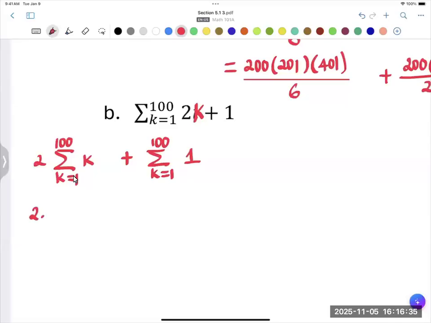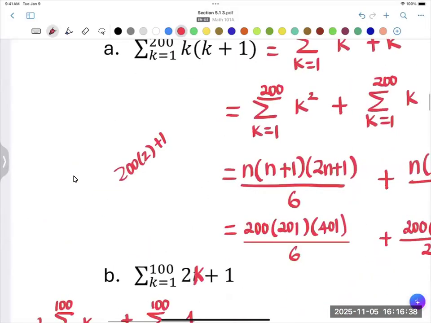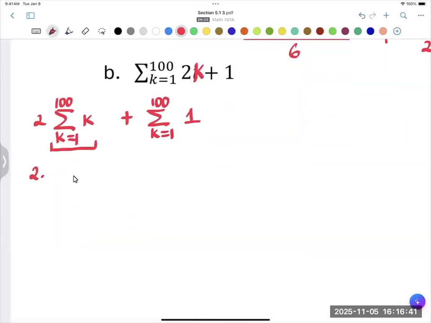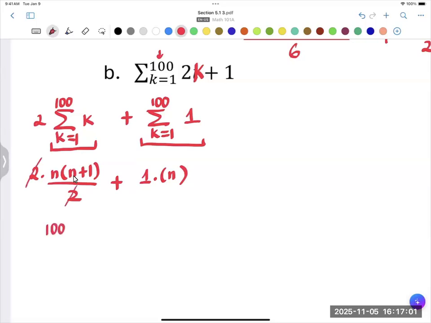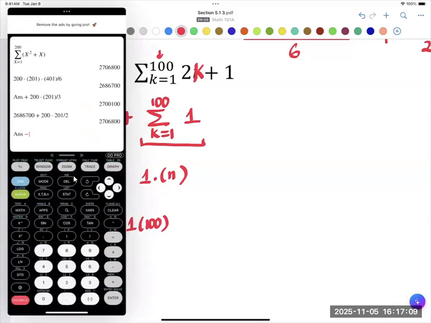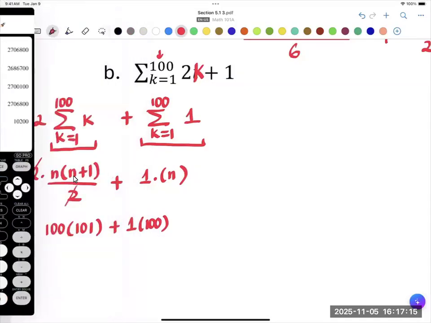And then 2 times what? The summation of k is n times (n plus 1) over 2. And then the summation of 1, the summation of a constant, is the constant times n, so 1 times n. Now our n is 100. So we're going to have 2 divided by 2 is gone, so 100 times 101 plus 1 times 100, which is 100 times 101 plus 100, which will be 10200.